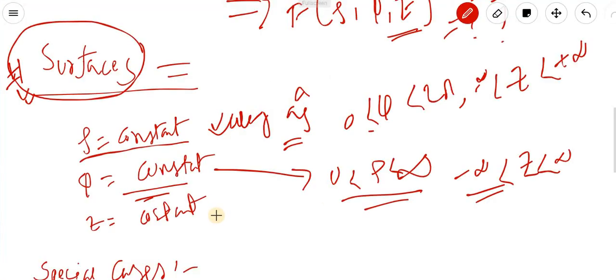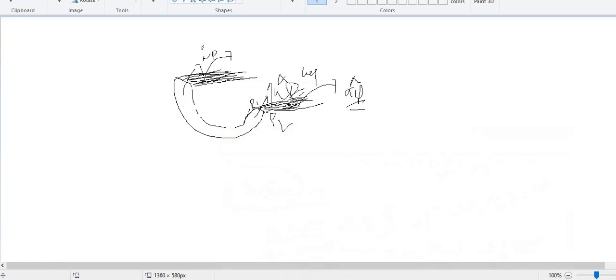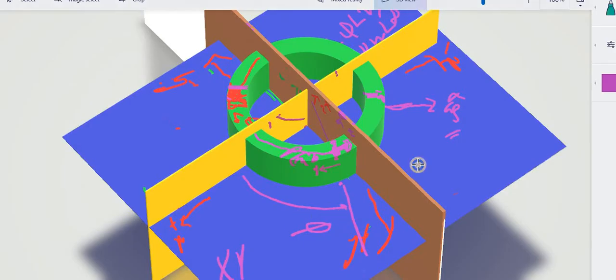Okay, and for z equal to constant, what happens? Rho is varying from 0 to infinity, but with z constant, phi is varying from 0 to 2 pi. So now what is the presentation of that?